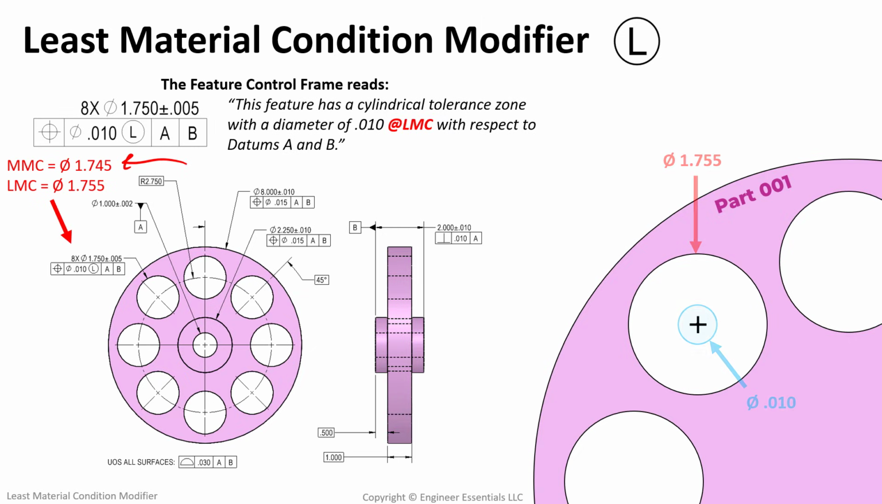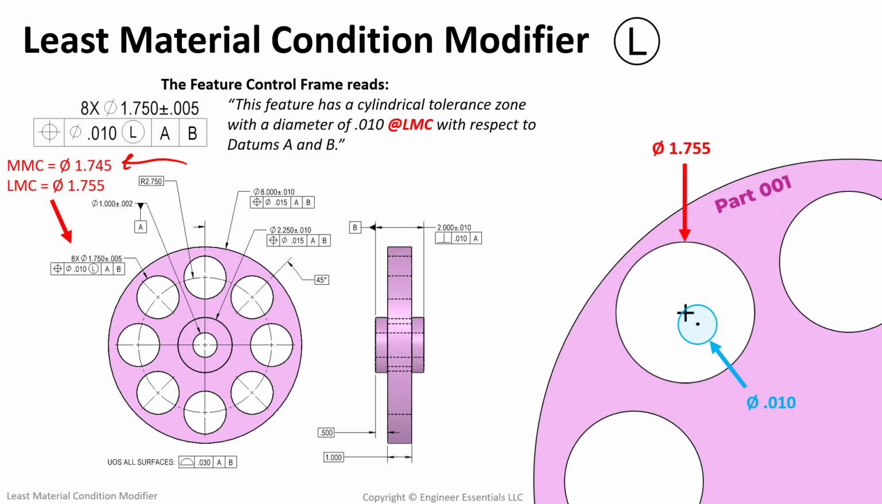So let's say part number 1, we physically measure that diameter, the UAME, or the usable mating envelope, and it measures 1.755. That is our LMC, rather convenient. So we see that at LMC, we get 10 thousandths. Since this hole measures 1.755, we physically measured it, we know it gets a diametric deviation of 10 thousandths. So it gets to deviate 5 thousandths radially.